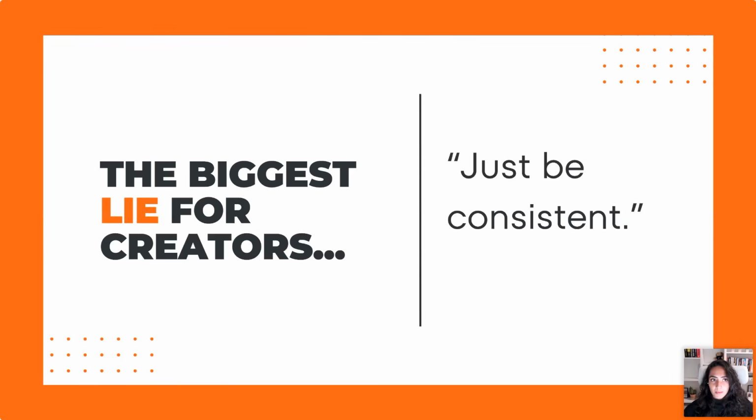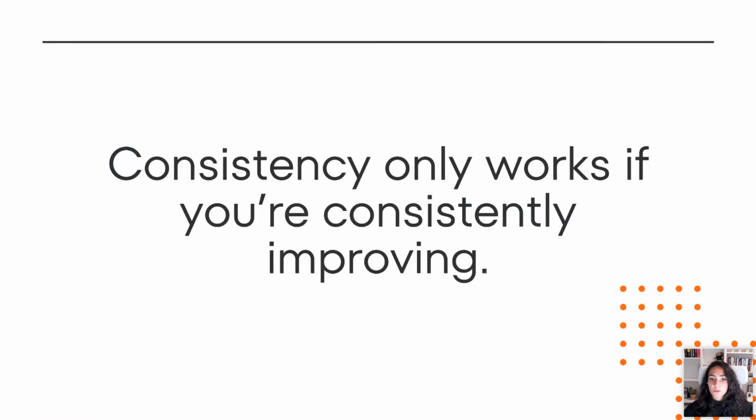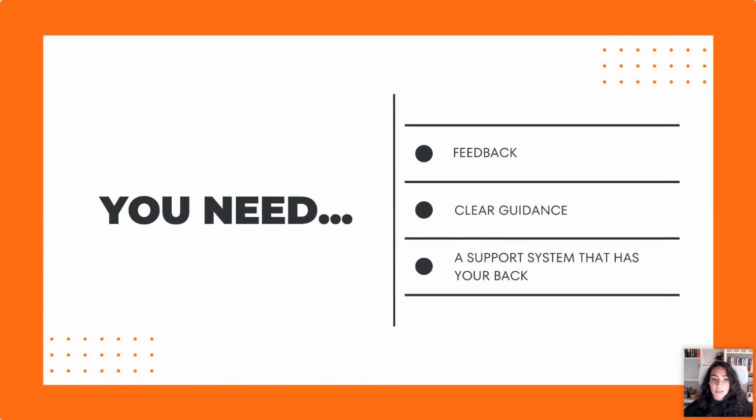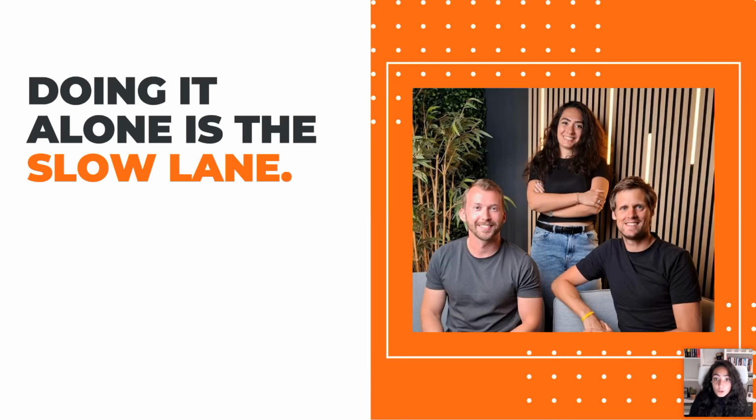But this might have been true 10 years ago, as I said, when platforms were not as big and as saturated as they are right now. It's not true anymore, because consistency only works if you're consistently improving. If you don't have a feedback loop, if you're not getting support, consistency alone won't take you anywhere, because you need feedback, you need clear guidance, and you need a support system that has your back. This is crucial, because doing all of this alone means that you're on the slow lane, because you never know if you're actually doing the right thing.